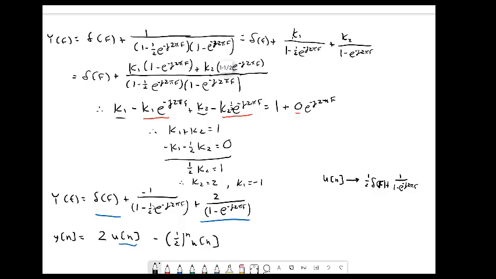Now, the good news is it's actually going to be more straightforward with the Z transforms. We're not going to have all these e to the j things floating around. And so we'll spend more time on it then, but I did want you to see that it can be done.